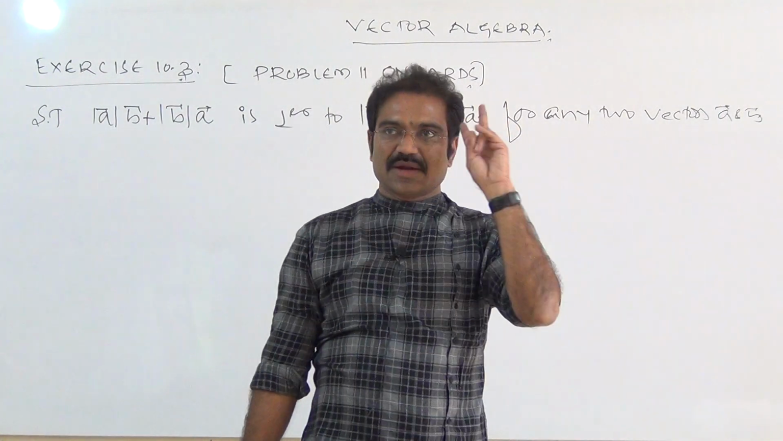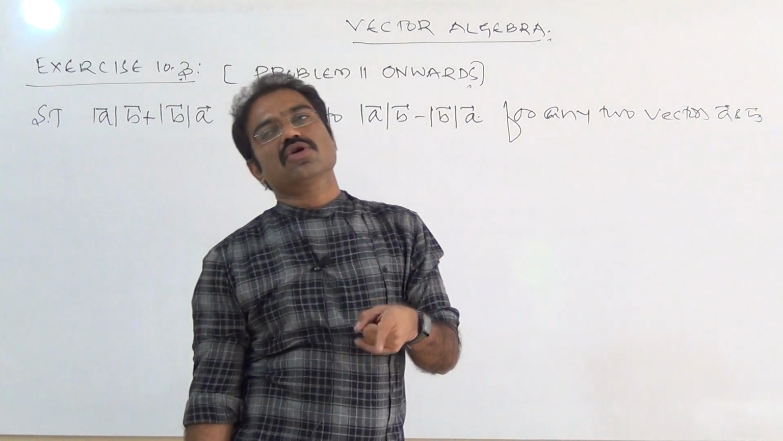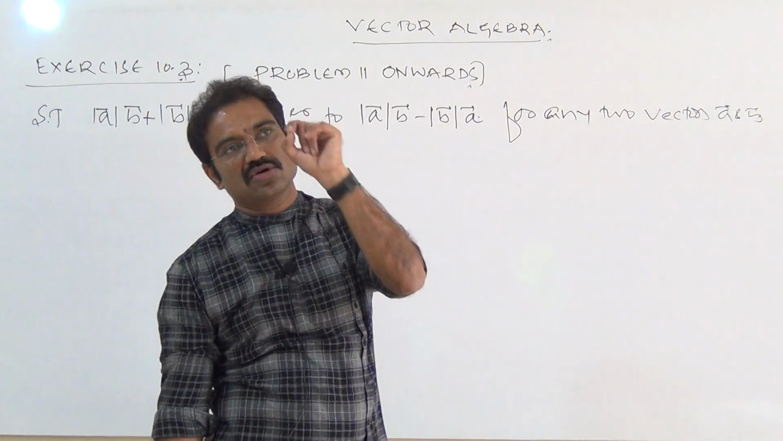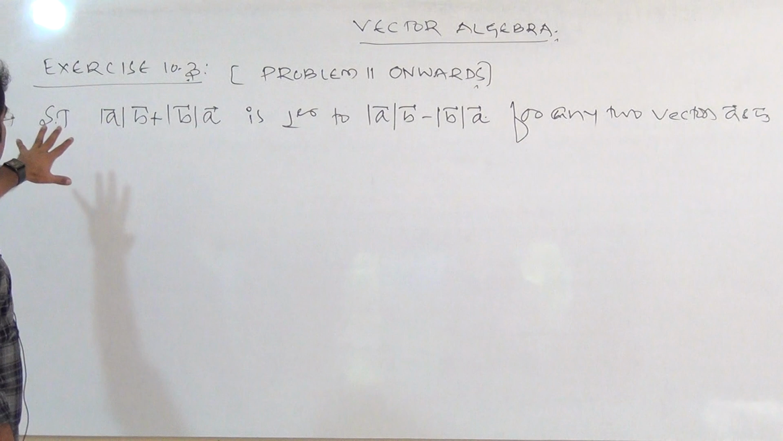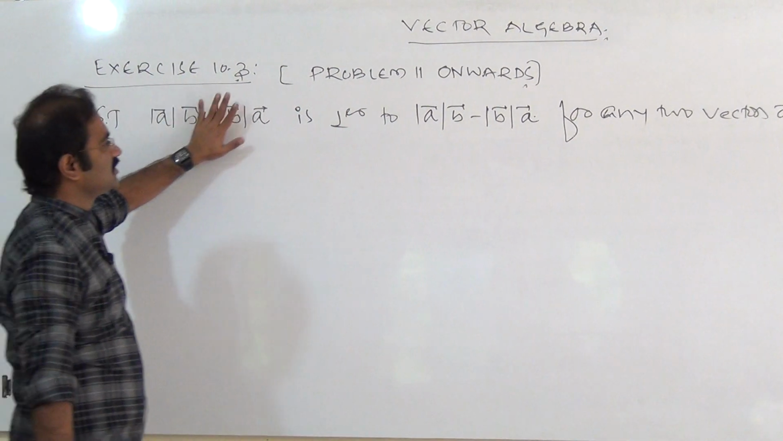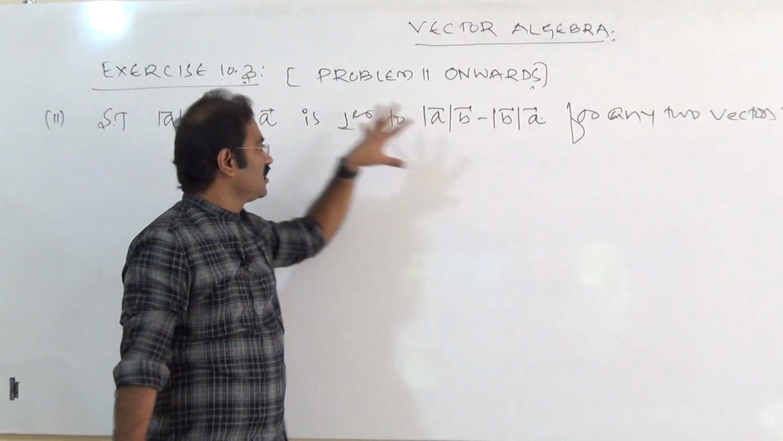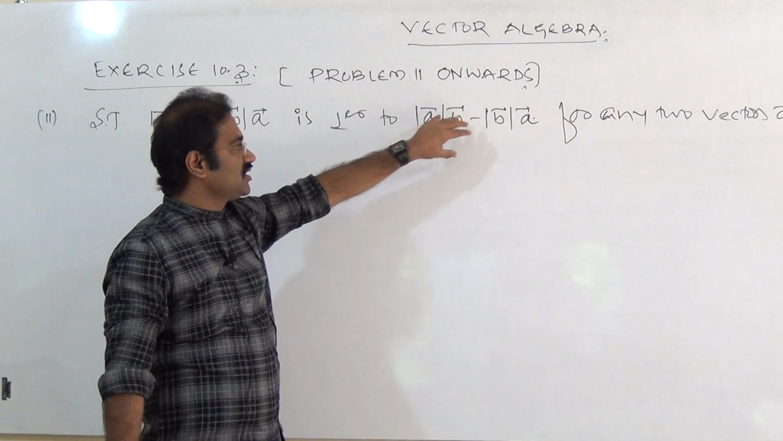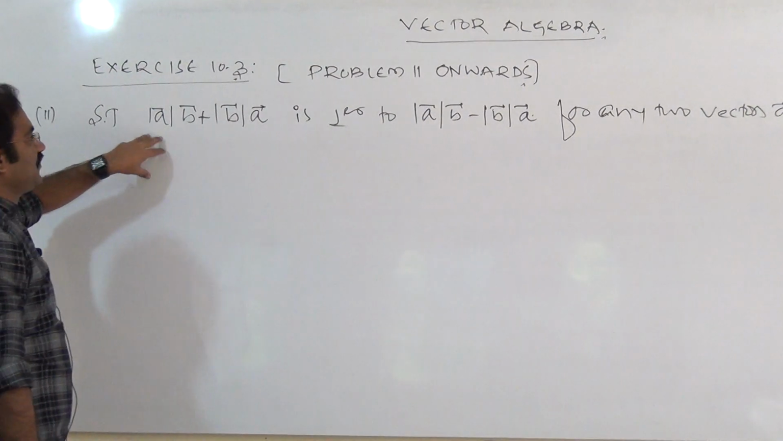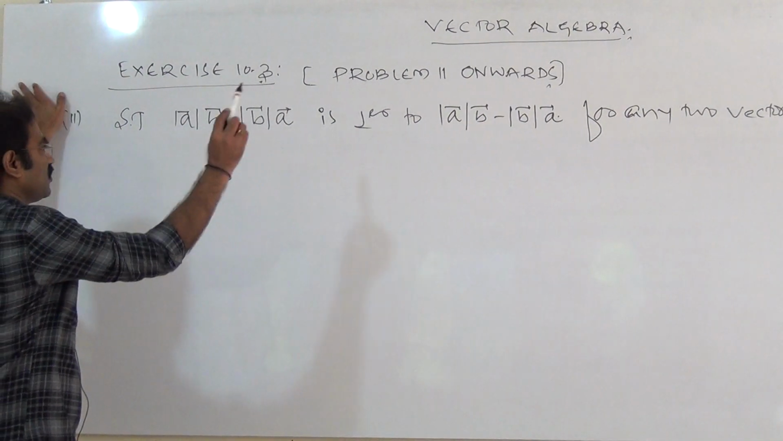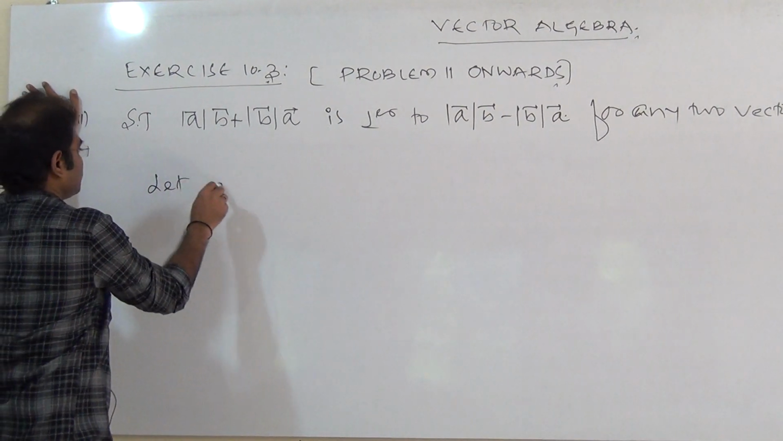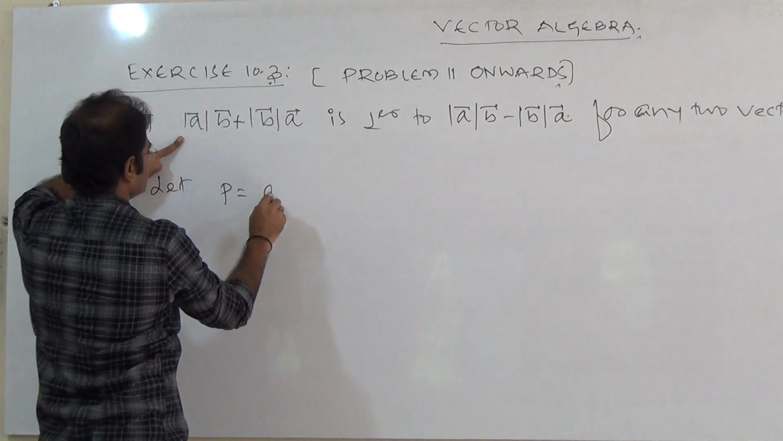If the two vectors are perpendicular, dot product is equal to how much? Zero. A dot B is equal to zero. It is given that we have to show that this vector is perpendicular to this. It is enough if I find the dot product, and that dot product must be equal to zero.